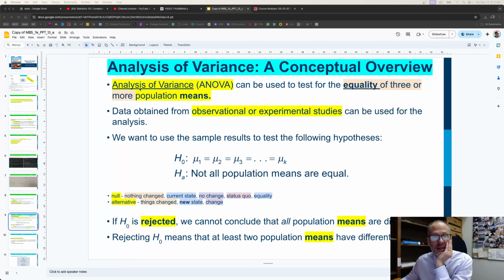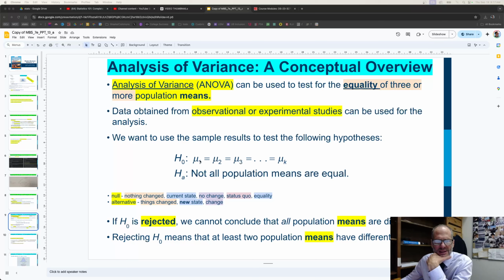Statistics is all about learning different tools for different situations. You learn about these tools so that if you want to measure something in some situation, you can say, we have a tool for that. So we're learning a tool here to measure the equality of 3 or more population means. Data obtained from observational or experimental studies can be used for the analysis. We want to use the sample results to test the following hypotheses.